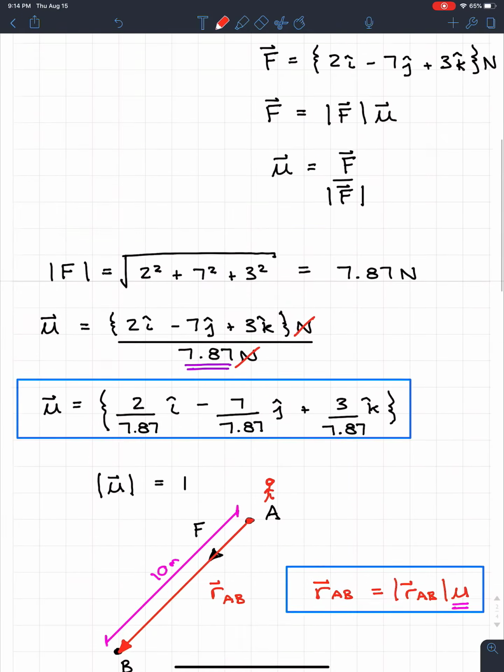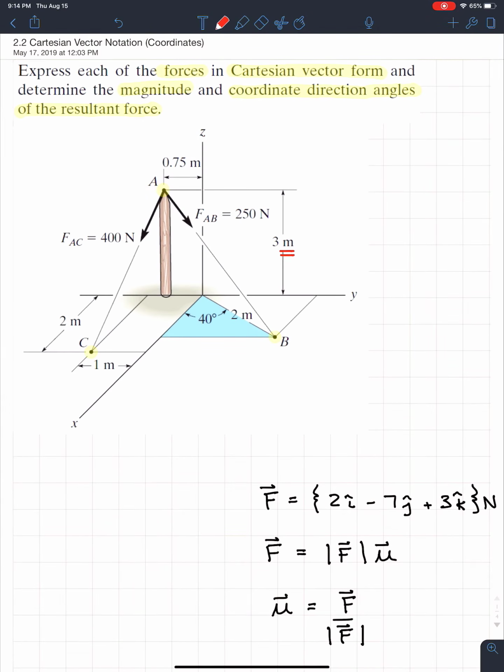So let's go up here and look at our first vector, and let's start off with FAB. Right away we know the magnitude of FAB. The magnitude of FAB is going to be equal to 250 newtons. It's given right here, 250 newtons. And we know that FAB goes from point A to point B, right there.